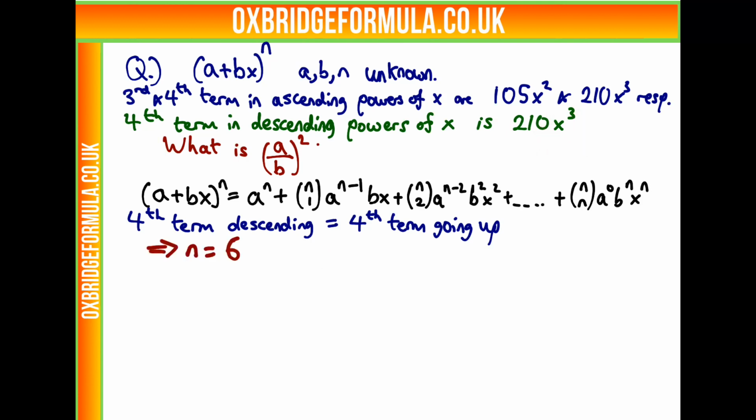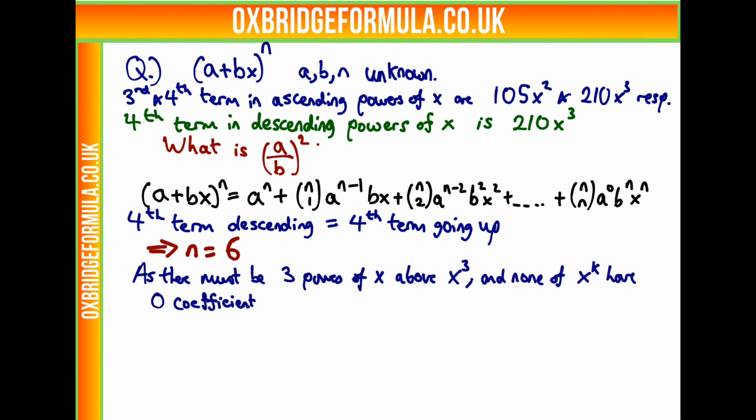But this is assuming that all these coefficients are non-zero. But why must that be true? Well, if we look at the coefficient of x^k, that's precisely (n choose k), which is non-zero, times a^(n-k) times b^k. So as long as a and b are non-zero, the coefficient of x^k is non-zero. But why must a and b be non-zero?